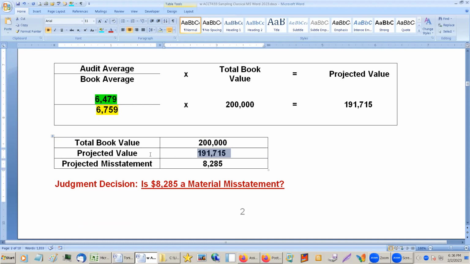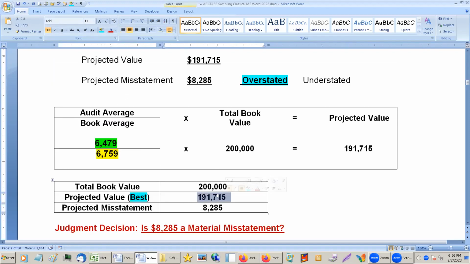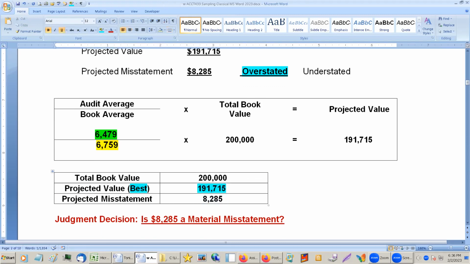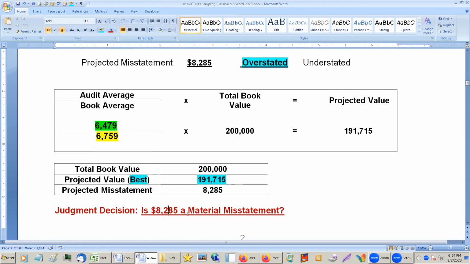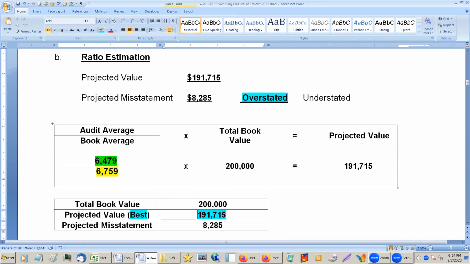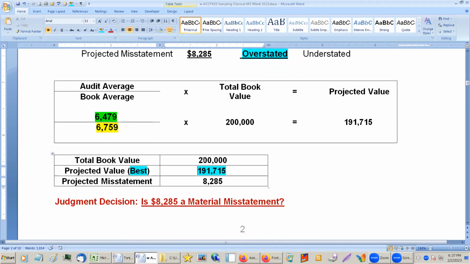The projected value is our best estimate. If we're saying that this is what it should be, and they have more than that, it's overstated. If they have less than that, it's understated. So you're comparing these two to each other. And the amount is important too, because the amount determines whether it's material or not. Is $8,285 material? If it's not, it really doesn't matter whether it's overstated or understated, because we're not going to say anything about it anyways. But yeah, it's a good question. So you're comparing the total book value.